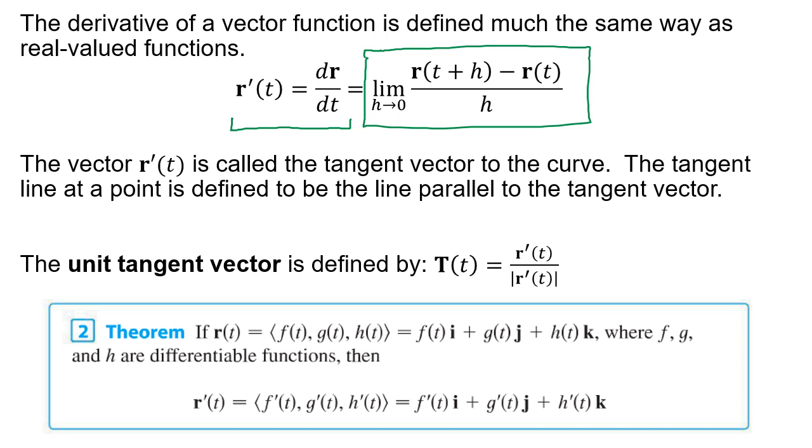So the vector r prime of t is called a tangent vector to the curve. So the tangent line at a point is defined to be the line parallel to the tangent vector. And so we can find what's called a unit tangent vector, where we take the derivative of our vector function r and divide it by the magnitude of r prime.